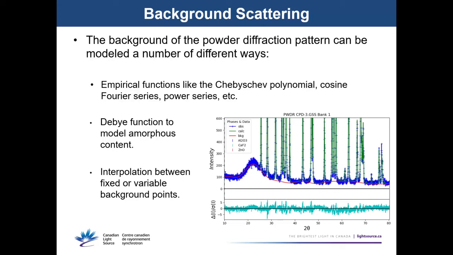GSAS-II has a number of pretty robust empirical functions for modeling the background. The Chebyshev polynomial in particular is generally very, very stable to refine the background, and it's a very good way to start. For samples with amorphous content contributing to the background, like this example right here, you could use what's called a Debye function, or you can even use an individual peak to model the background in that area of the pattern. And for really complicated backgrounds, sometimes the best approach is just to start with a series of fixed points and interpolate the background between those points.